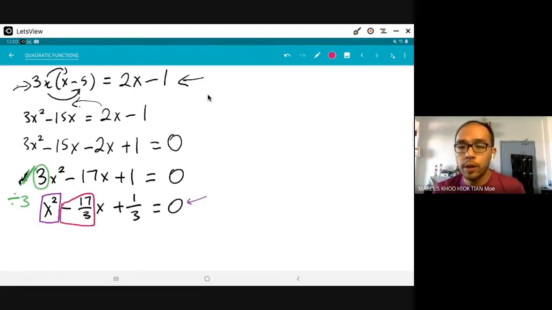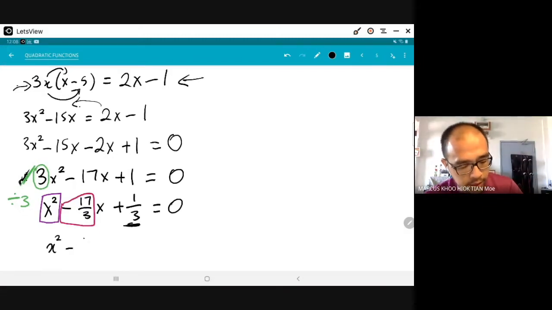Okay, so kamu akan dapat negatif. You know what? Kamu cuba dulu. Okay, saya cuma memberitahu kamu dapat negatif 17/3. Make sure you bring the negative with you. Okay, let's give this a try. Okay, kita cuba ini. So the first thing seperti yang saya cakap is kita pindah dulu the 1 over 3 across lah. So dia tiada x langsung. So x squared minus 17 over 3x equals to negative 1 over 3.